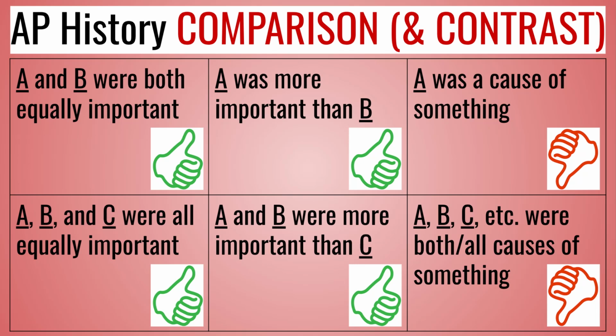Just as a reminder, here are the theses that are safe for a comparison question. You could say A and B, or even A, B, and C were all equally important, or we could rank them and say A was the most important, or more important than B. Any of those is fine. We just can't say, yeah, they were all causes. That's not the same thing.